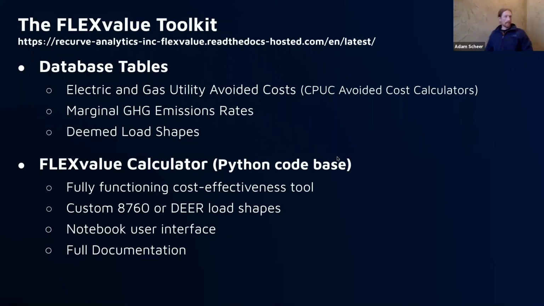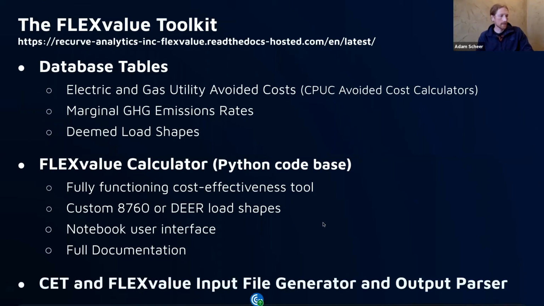So this is kind of like the main package. This is the fully functioning Python code base. It's a cost effectiveness tool in and of itself. You can use, again, custom 8760 or the DEER load shapes. It has a notebook user interface, and we'll talk about this and demonstrate it in a minute. And then it's fully documented. So we'll talk a little bit about where you can find all of the nitty-gritty details in the documentation in a moment. And then finally, there's a CET and FLEXvalue comparison tool.